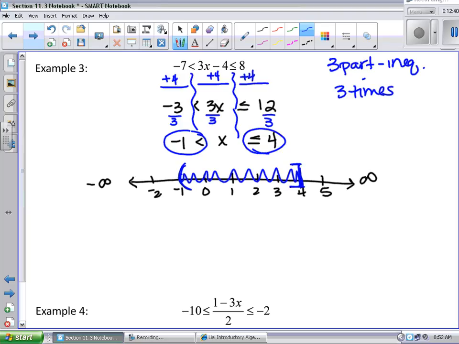And when I write my interval, I have a parenthesis at negative 1 to 4 with a bracket. If you always do the graph first, then your interval will always be in the correct order. We always want the smaller numbers or the more negative numbers on the left, and the positive numbers or the bigger numbers on the right.